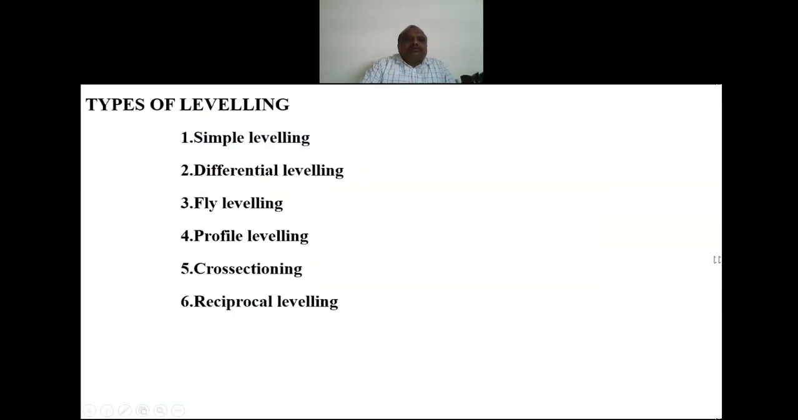So we'll move on to different types of leveling. Number one, simple leveling. Second one is differential leveling, third one is fly leveling, fourth one is profile leveling, fifth one is cross sectioning, and sixth one is reciprocal leveling.